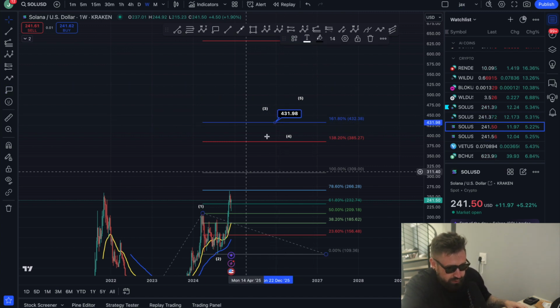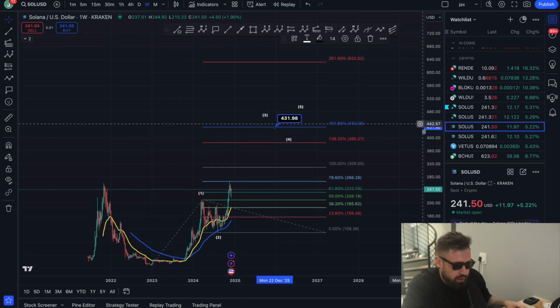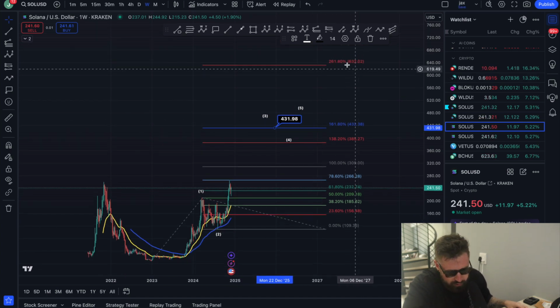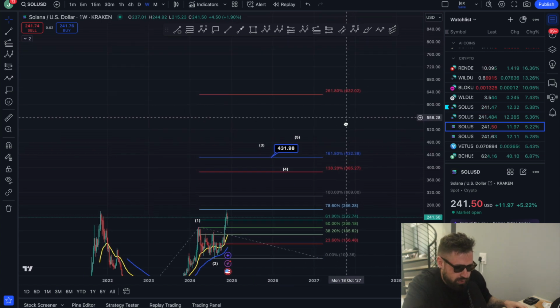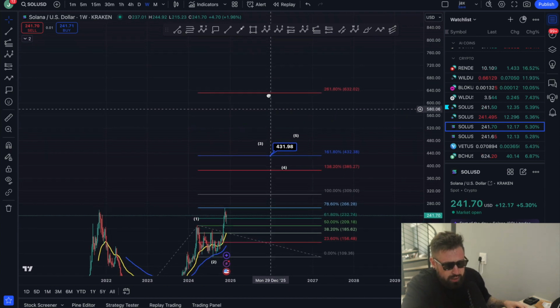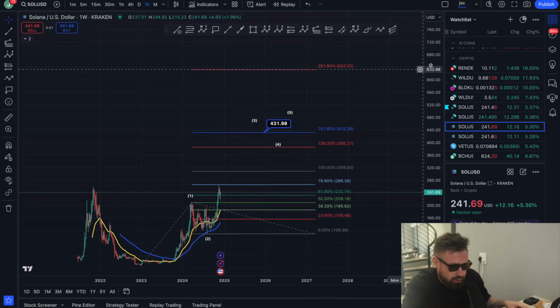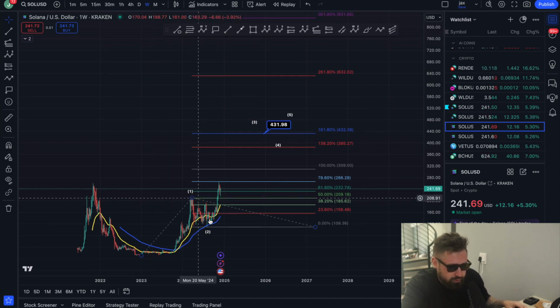But these can overextend. The wave 3s can overextend, and you often see that in a bull market. So your next target would be all the way up at $632. I do think very good chance Sol goes in between 600 to 800. And if Bitcoin goes to 200K, then I think you'll easily see a $1,000 Sol.